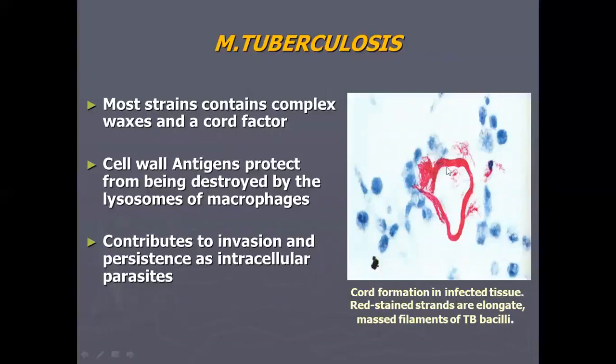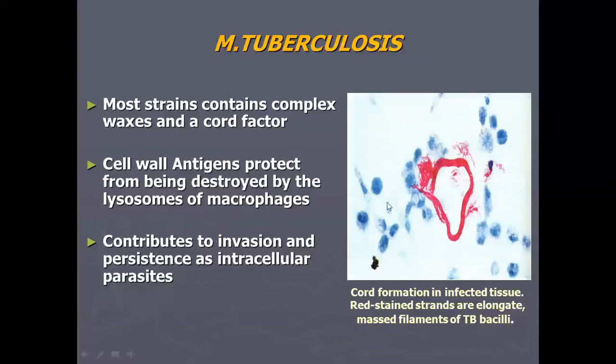This is red stained strands, they're elongated, and they have the masked filaments of tubercle bacilli, and this is because of the cord factor. So the strains contain the complex host and the cord factor. The cell wall antigens, which are present in the cell membrane and in the cell wall, protect it from being destroyed by the lysosome of macrophages. We'll go into the pathogenesis and see how the cell wall antigens protect it from the macrophages and the action of the lysosome of the macrophages.